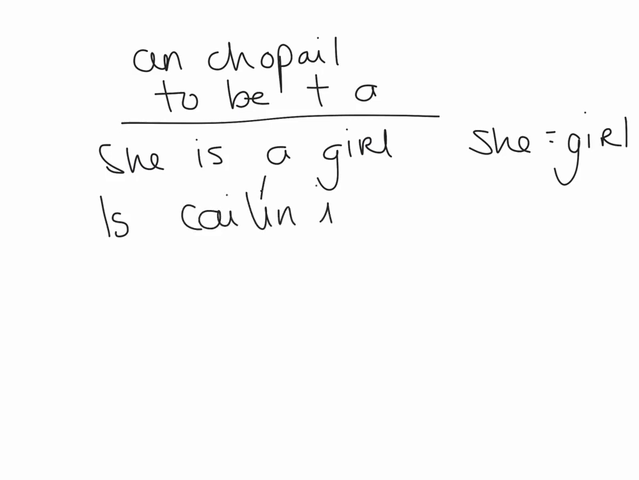Is Colleen e. And you're going to notice now, I'm going to do maybe two more examples. You're going to notice that whenever you have "to be" and "a", as opposed to "to be" and "the", it's always going to be a noun that comes after "is". This is going to be important when we meet "to be" and "the", because the order of the sentence is going to be a little different.